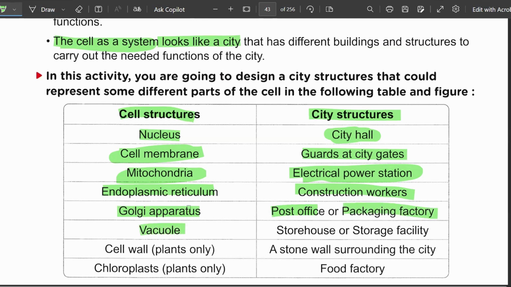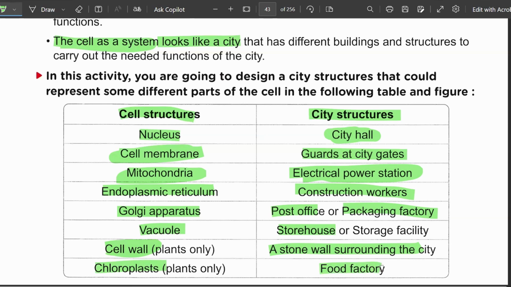Vacuoles, which are responsible for storing water or nutrients and waste material. In a city, it is a storehouse, okay? Store food and nutrients and water. Cell wall in plant cell only. Cell wall protects the plant cell and gives the plant cell a definite shape, like a stone wall in a city. Chloroplasts in plant cell make the photosynthesis process, or its own food, like a food factory in a city.